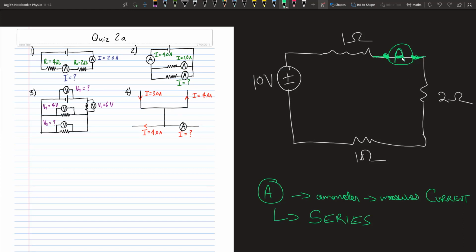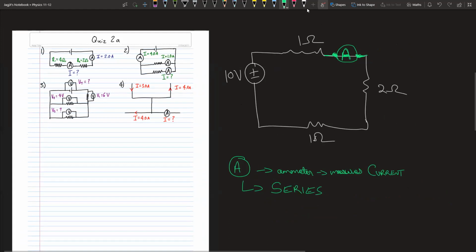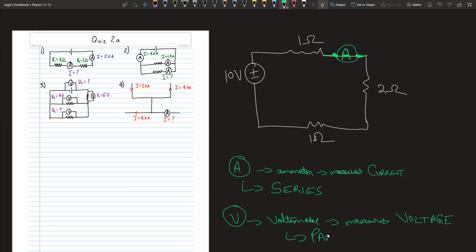That way what will happen is, when current goes through this ammeter, it will sense it and it will be able to take the reading and it will tell you how much current flows through this. So remember, ammeter measures current and it needs to be placed in series. There's another measuring device called voltmeter, and the symbol is this. This is your voltmeter, and as you know from the name, voltmeter measures voltage. But the voltmeter needs to be placed in parallel to the circuit.